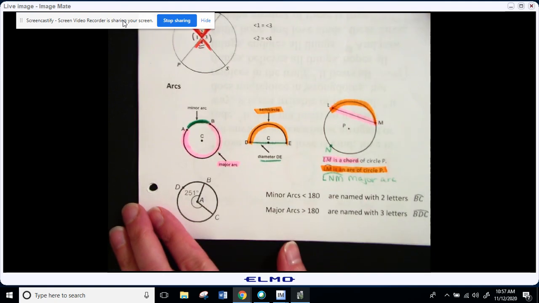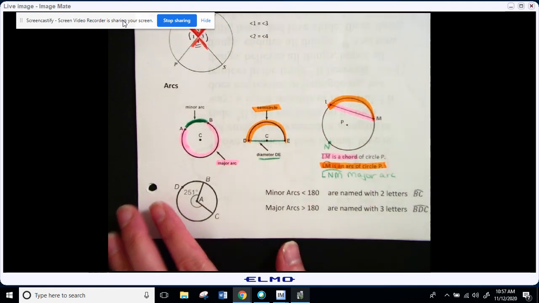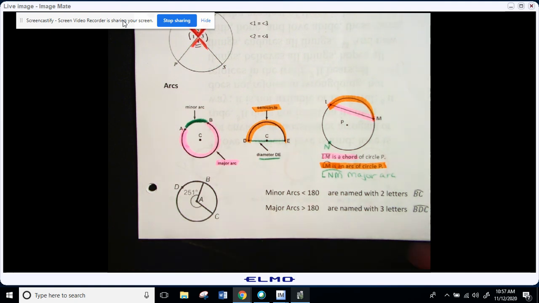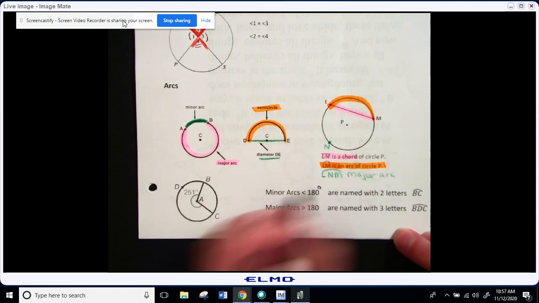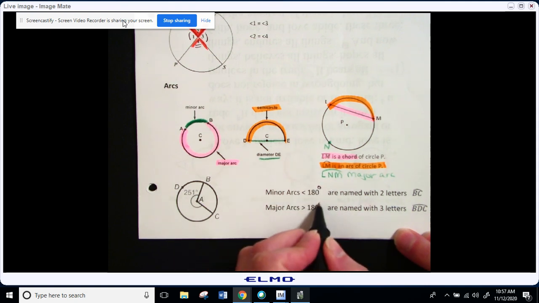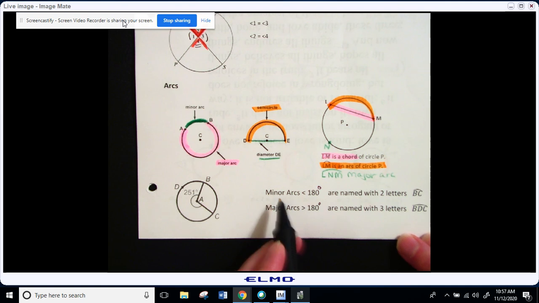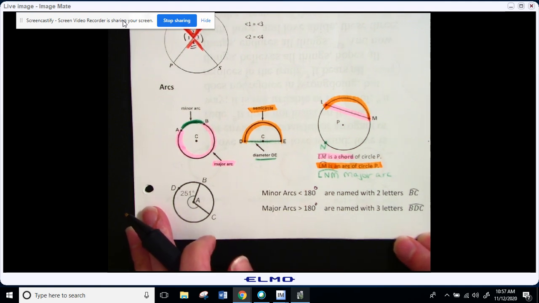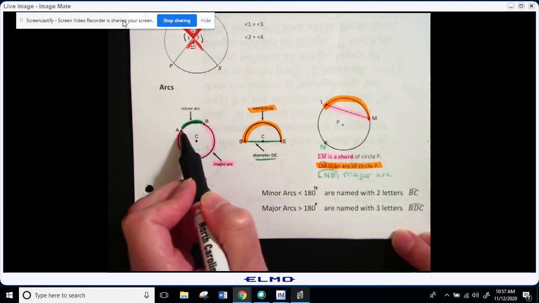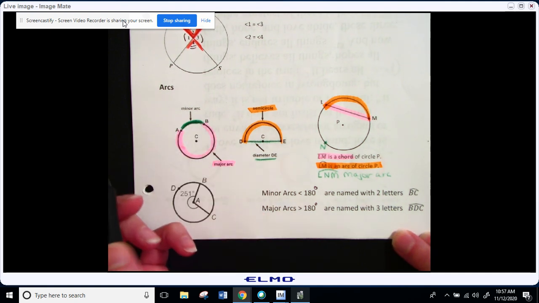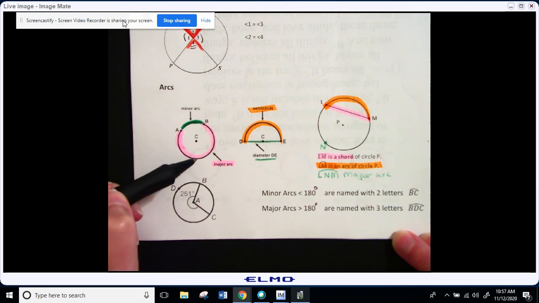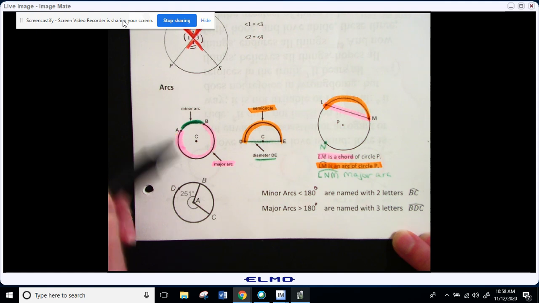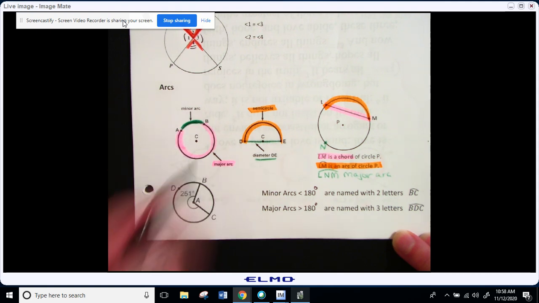Okay, arcs. You have minor arcs and major arcs. The minor arc is going to be less than 180 degrees, and your major arcs are greater than 180 degrees. The little ones, the minor ones, are named by 2 letters, and the major ones are named by 3 letters. So your minor arc here would be that arc AB. Your major arc, you'd have to have another letter down here to call that, maybe ADB, if there was another letter down here.